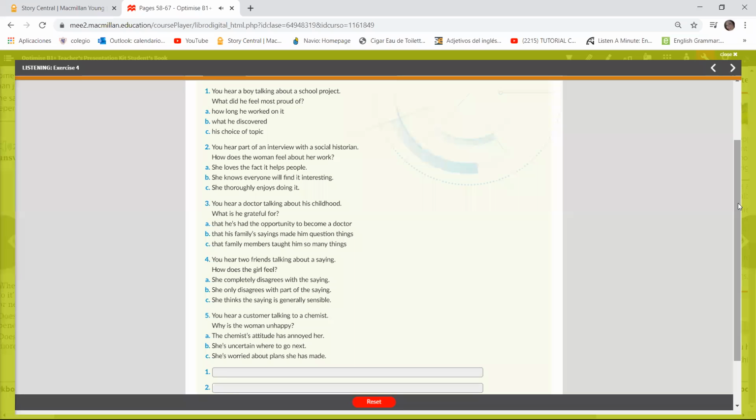4. You hear 2 friends talking about a saying. How does the girl feel? Well, what about this one? An apple a day keeps the doctor away. It's not exactly great advice, is it? I mean, isn't it saying that as long as you eat 1 apple a day, you're never going to get ill? Because that's just a bit odd, isn't it?